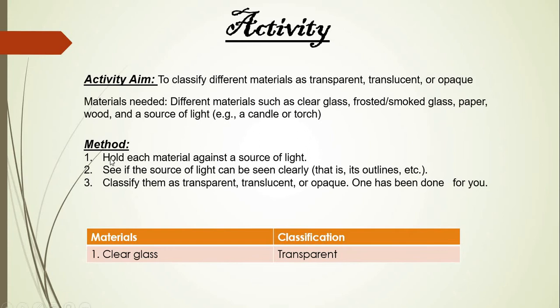Now what you have to do is hold each material against a source of light, like the electric bulb in your room, or any bulb. Hold the material just against that source of light and see if the source of light can be seen clearly from the back side of that material. If you are able to see the source of light clearly, then it will be transparent. If you are able to see the source of light only partially, not clearly, then it will be translucent. And if you are not able to see the source of light, then it will be opaque.